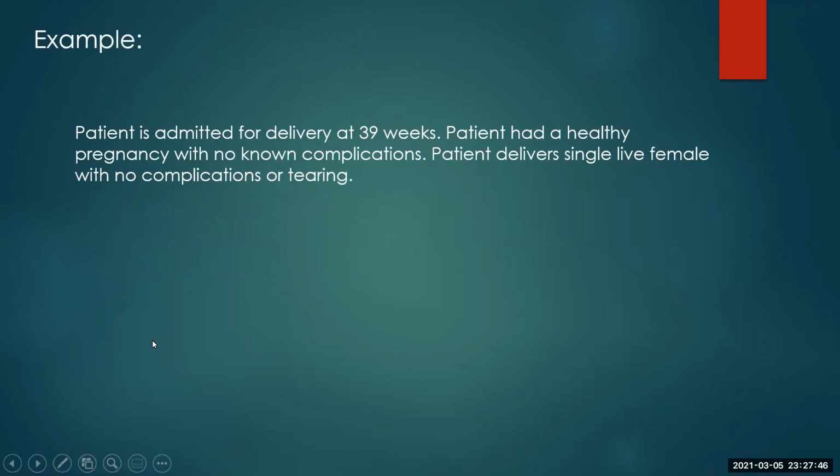Okay, so this first example, I'm not going to go to the document camera for it. I'm going to let you look through this and see if you can figure out what the codes are going to be. So the patient is admitted for delivery at 39 weeks. The patient had a healthy pregnancy with no known complications. The patient delivers a single live female with no complications or tearing. So very straightforward. If you want to pause it now, see if you can figure it out, go for it.